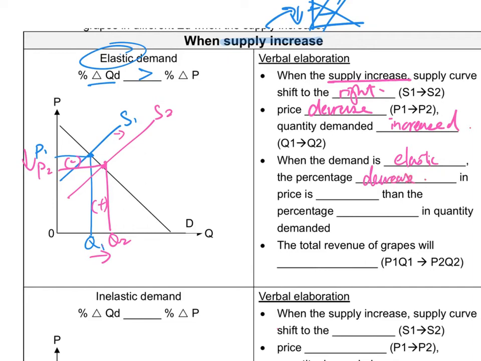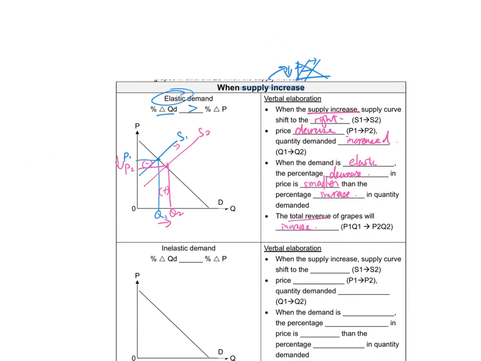The percentage decrease in price is smaller than the percentage increase in quantity demanded. So the total revenue of grapes will increase, according to the area. Okay, so that's all for the supply.